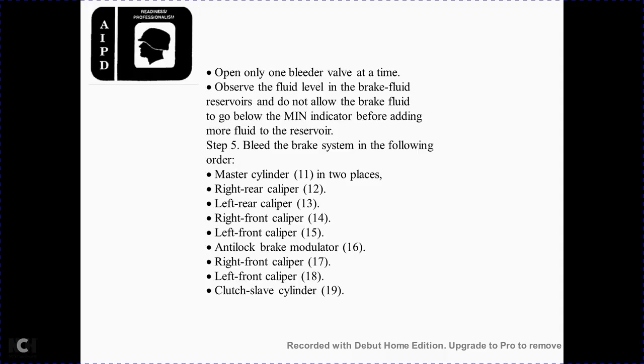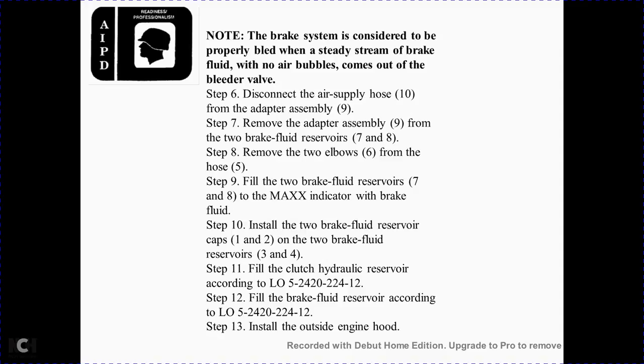Right rear caliper 12. Left rear caliper 13. Right front caliper 14. Left front caliper 15. Anti-lock brake modulator 16. Right front caliper 17. Left front caliper 18. Clutch slave cylinder 19. The brake system is bled properly when there is a steady stream of brake fluid and no air bubbles come out of the bleeder valve.